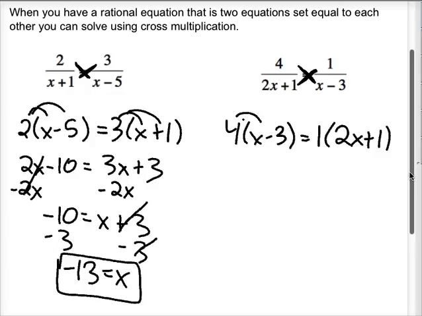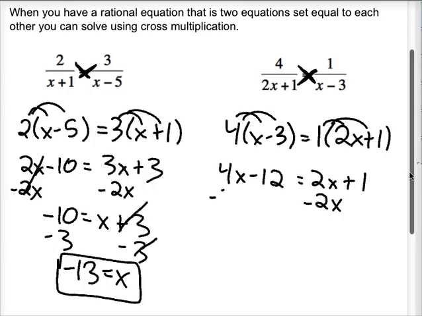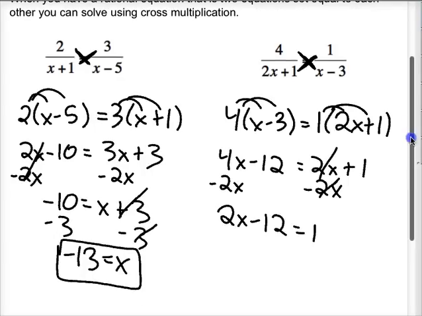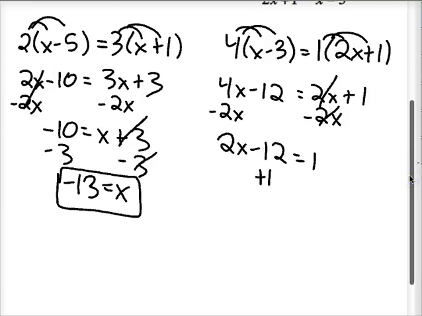So when I distribute this, I'm going to get 4x minus 12. Distribute the 1, well, nothing changes. And you get that. So again, now we need to bring our x's together. So I'm going to subtract 2x from both sides. So I get 2x minus 12 equals 1. Add the 12 over to get it away from my x. And I'm going to divide by 2 now.